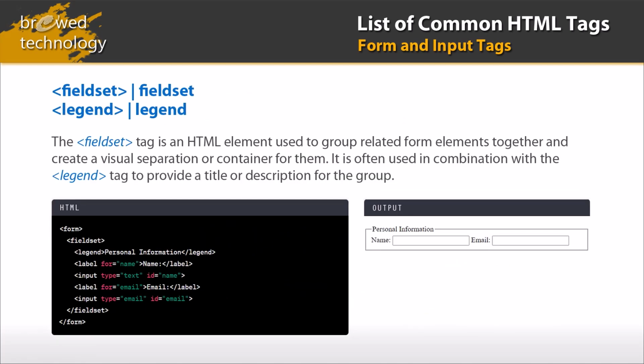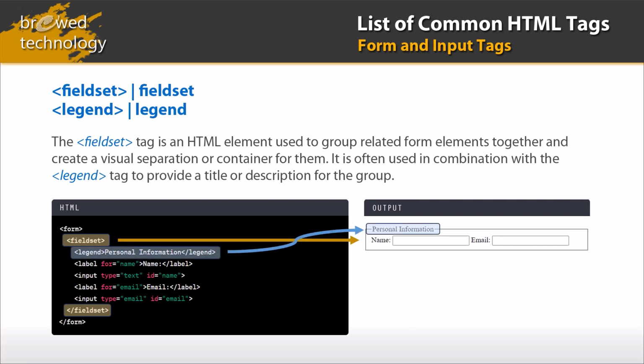The fieldset tag is an HTML element used to group related form elements together and create a visual separation or container for them. It is often used in combination with the legend tag to provide a title or description for the group. Here in our example, the fieldset tag creates a rectangular box as a container for the elements within it. The legend tag creates the title Personal Information for the group.